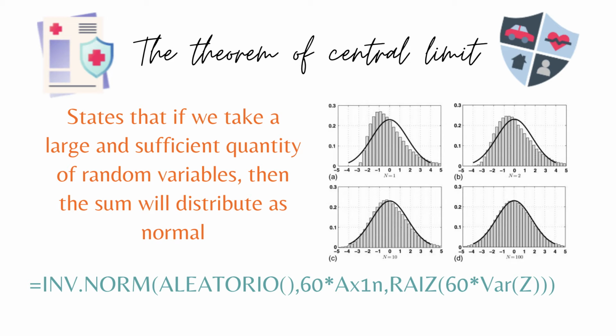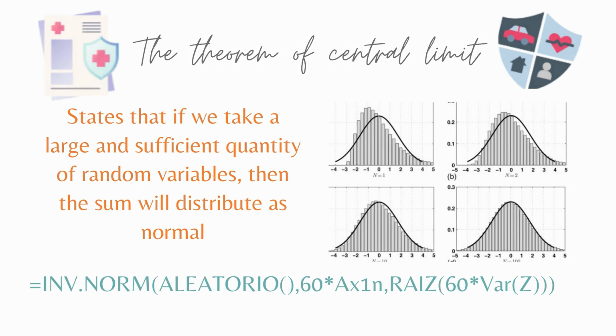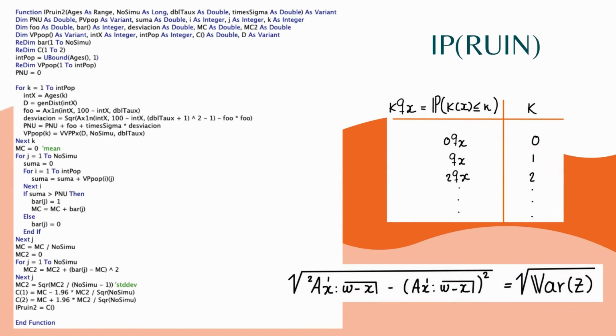For that we are going to create a function that will calculate the probability of loss. This function counts how many ages we have. By this, we mean all the ages or people contained in our portfolio or database. For example, if we have a database from a company with 60 employees, the function intpop will be equal to 60 people. Now, you can see that we have used a function called ubound. This function means upper bound.